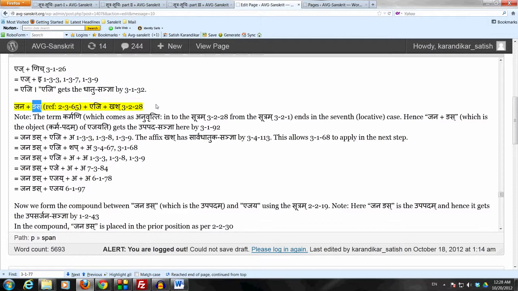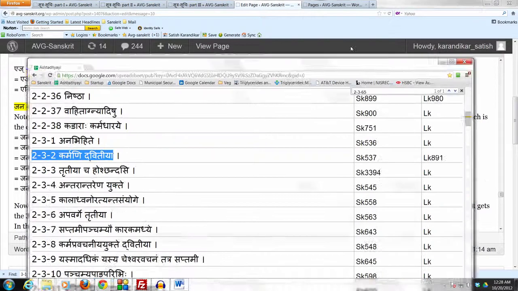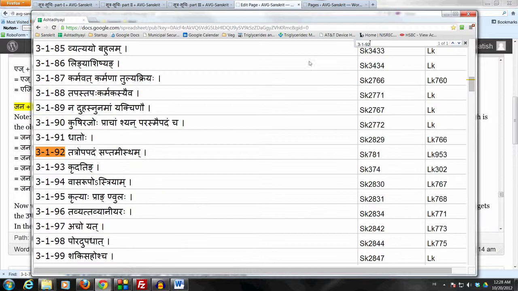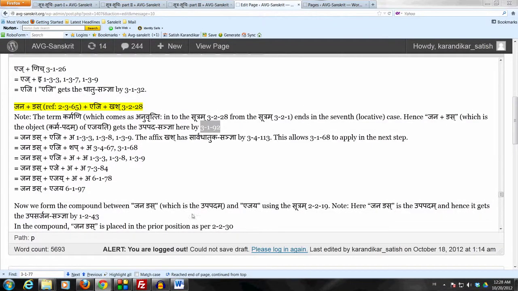And then we go to the usual process, which is that jana plus nyas gets the upapadasanya by tatrapapadam saptamistham 3192, because the anuvritti of karmani is coming down from 3 to 1 and karmani is a saptamyantam. So that's what gives jana plus nyas upapadasanya by tatrapapadam saptamistham. Now we remove the it letters of the affix khash by halantyam, lashakvataddhite, tasya lopaha. So the shakara gets it sanya by halantyam, the khakara gets it sanya by lashakvataddhite, then tasya lopaha. And we get jana nyas plus aji plus a.